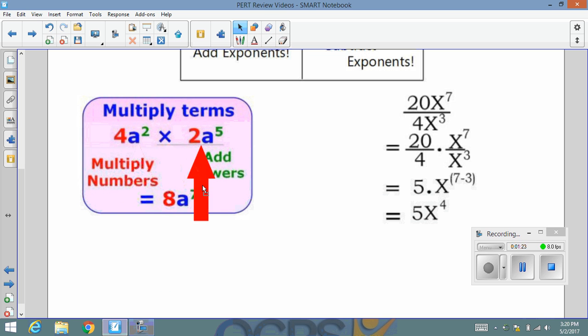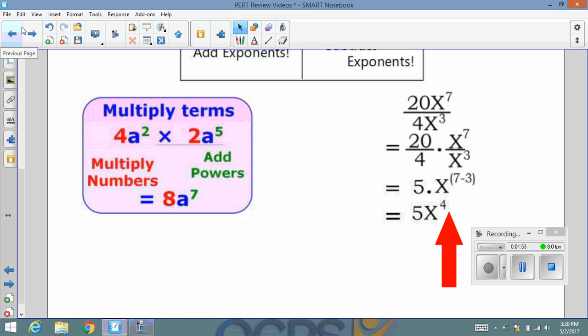And then my a to the second and a to the fifth, the base is the same, so I keep the base and add the exponents. 2 plus 5 is 7. If I'm dividing the numbers, the coefficients, 20 and 4, I'm going to divide my coefficients, which is going to give me 5. And then with my variables, x to the seventh over x to the third, my bases are the same, so I keep the base and subtract my exponents.